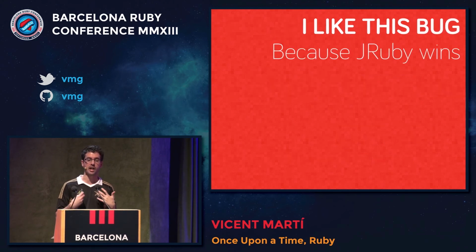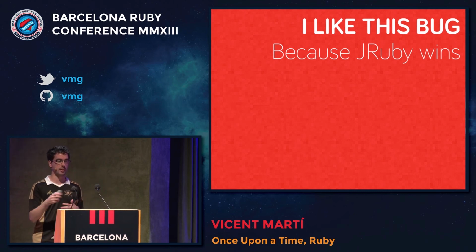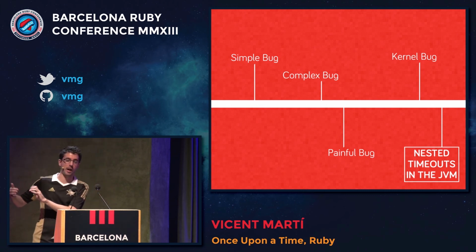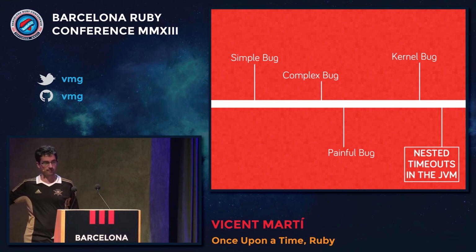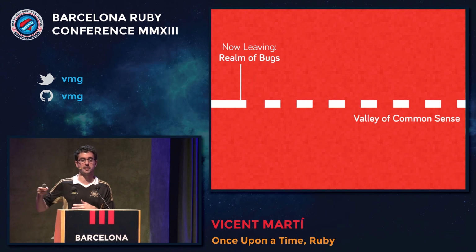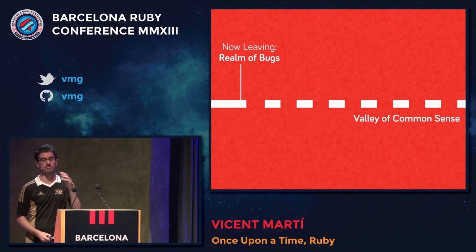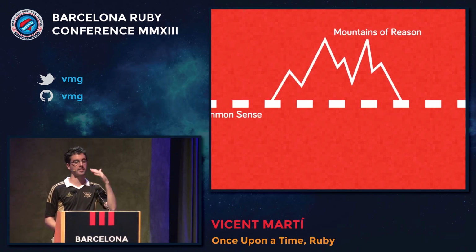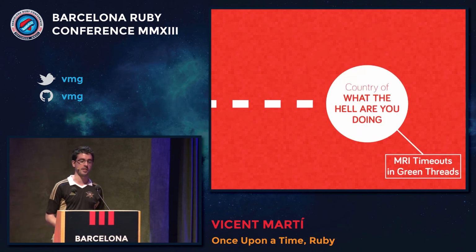But I like the bug because here I think that JRuby wins. Because, I mean, the bug in the JVM, nested timeouts, is a pretty bad bug, pretty far to the right when it comes to bad bugs. But if you compare it to the one in MRI, I think the one in MRI is even more to the right. You just keep going to the right, and you leave the realm of bugs, right? Keep going, you walk to the valley of common sense, you keep walking, you climb the mountains of reason, and you keep going, you eventually reach the country of what the hell are you doing? And then you see MRI doing timeouts in green threads. Like you didn't think this through, right?